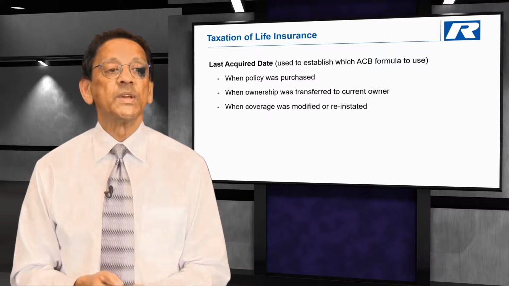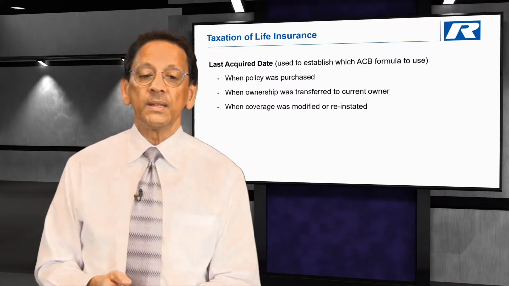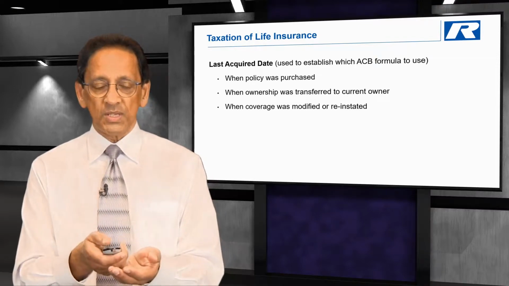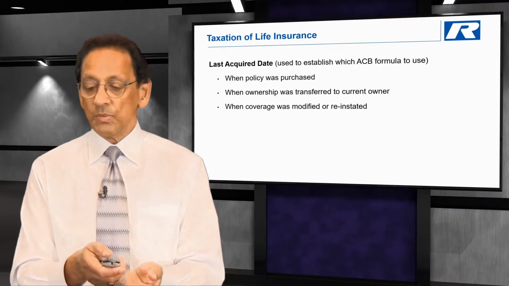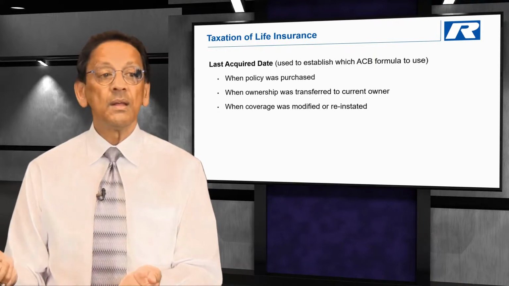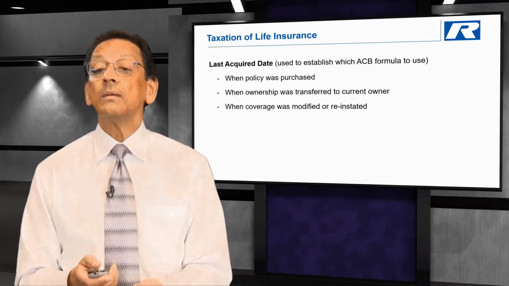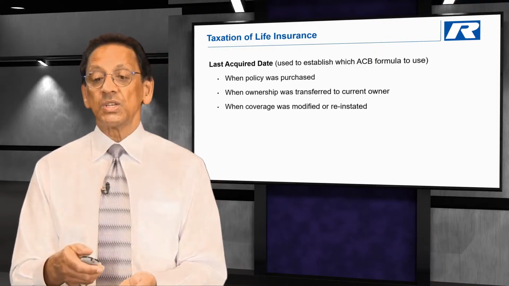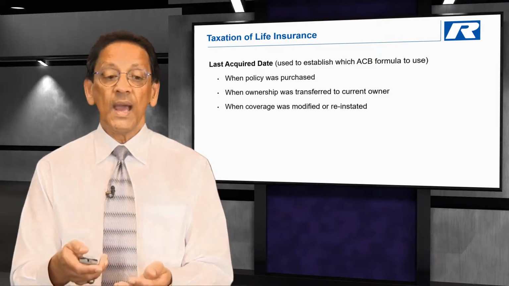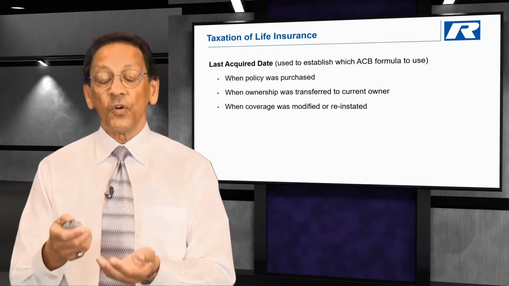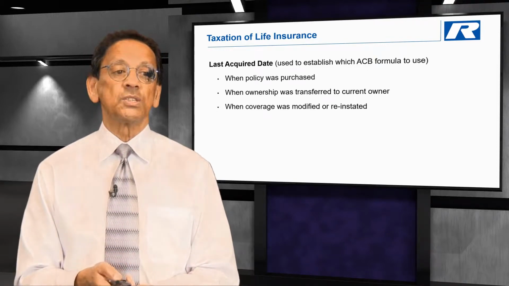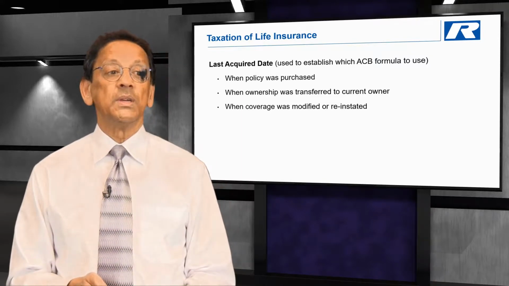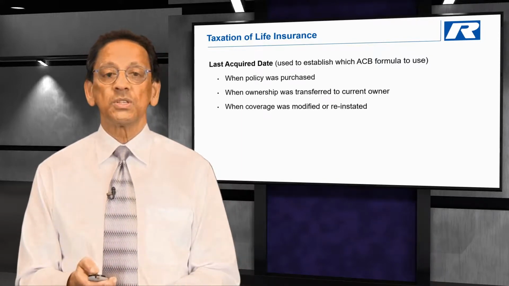And so when we see the term last acquired date, in other words, they're saying, what is the date you actually acquired this policy? And in fact, did you make any changes since that date that might modify that acquired date? And if you did, then that could change the acquired date of the policy and therefore could change the formula that we use to calculate the adjusted cost base.